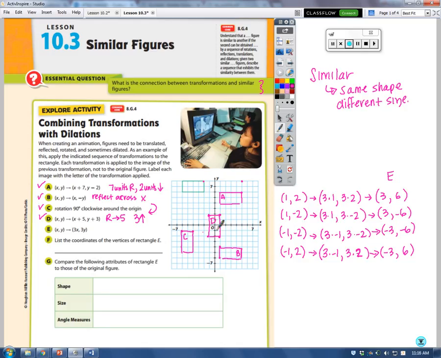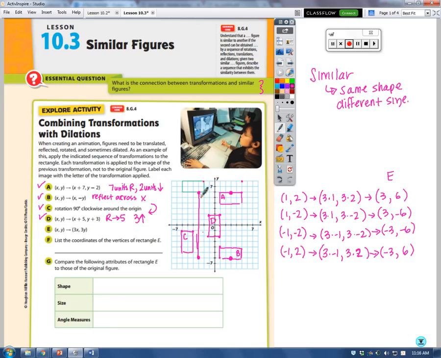So I've got 3 and 6, so that's going to be right here. 3 and negative 6. It's going to be right, that's 4. Right here. Negative 3, negative 6. And negative 3, positive 6. Okay, so I'm going to connect all those points. And this is my double check here.